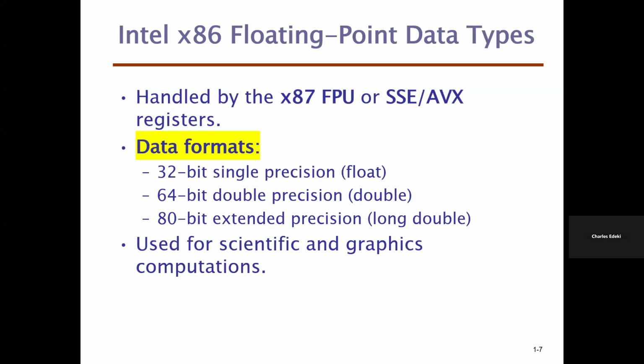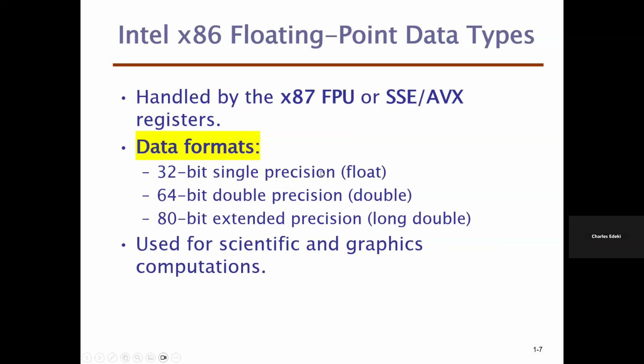Then the next is also handled by the x87 FPU. FPU stands for, again, floating point unit. It handles floating point arithmetic using an 80-bit stack also. So that's an example of the data formats here: 32-bit single precision float, 64-bit double precision double, and 80-bit, which we call the T-byte extended precision. Also used for scientific and graphic computation, as we said earlier.